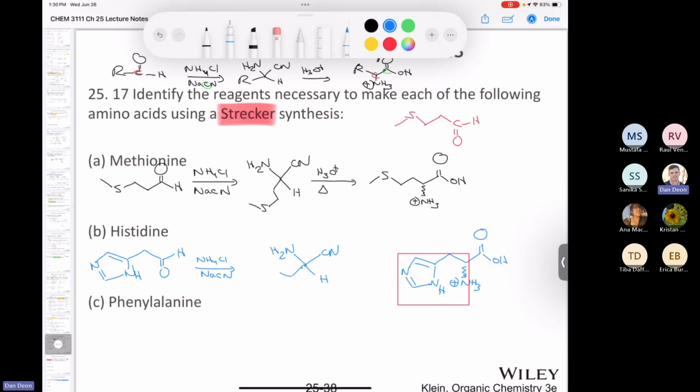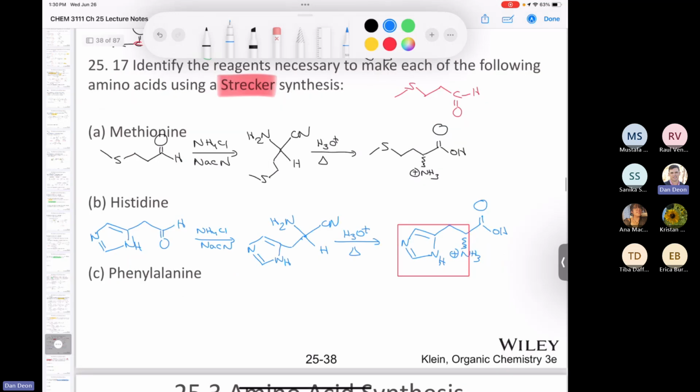So then we have our histidine ring. So we end up with something that looks like this. There we go, like that. And then we treat that with aqueous acid, and we cook it up, and we end up with our alpha amino acid.